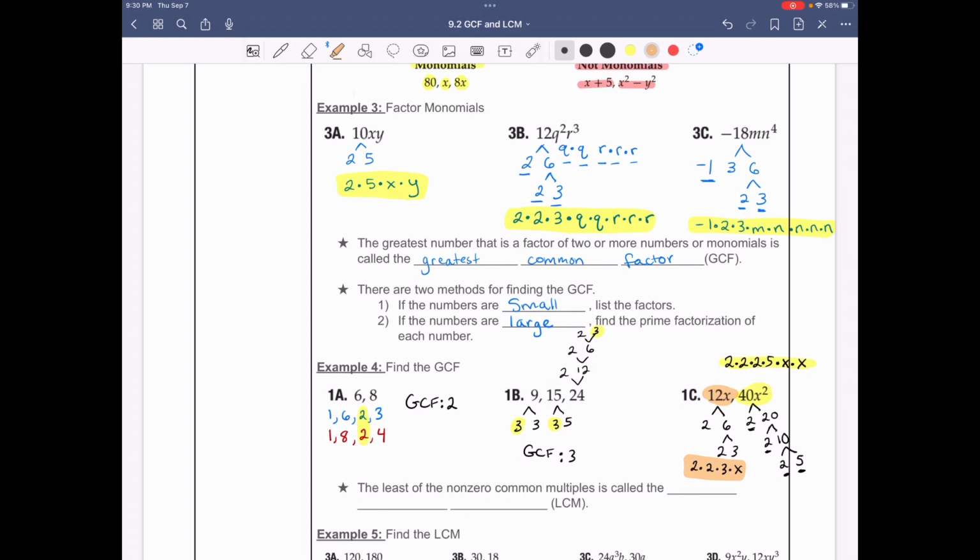What do we have in common? So there's a 2 in common, there's another 2 in common, and there's an x in common. Now if we multiply 2 times 2, we get 4, and we multiply by x, we get 4x. So the GCF is 4x.